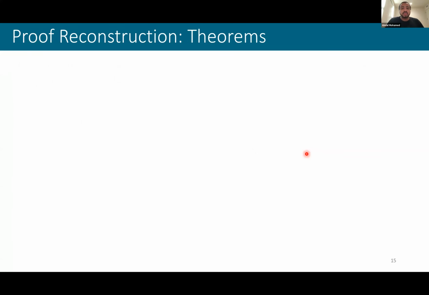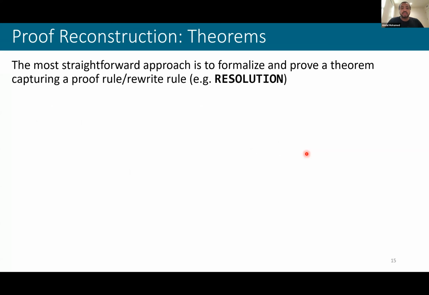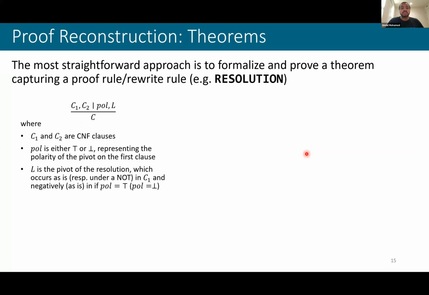So to give an example of a theorem, we can look at the resolution rule for CVC5. So this is how it looks like. In CVC5, we basically have 2 clauses, C1 and C2 in CNF. And we apply the resolution given some pivot L and given the polarity of that literal L. And then we get the resulting clause C.